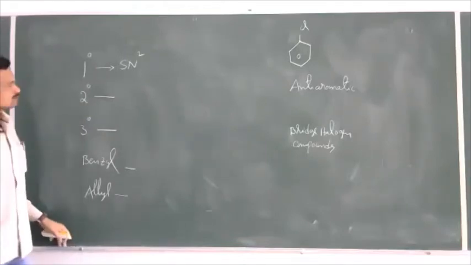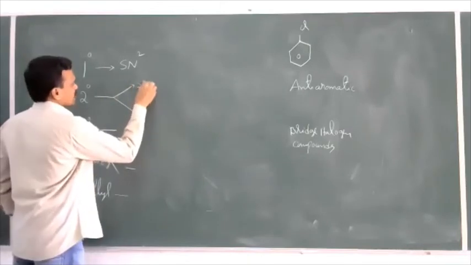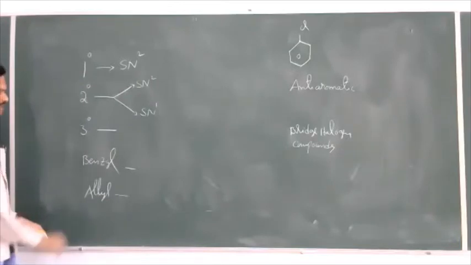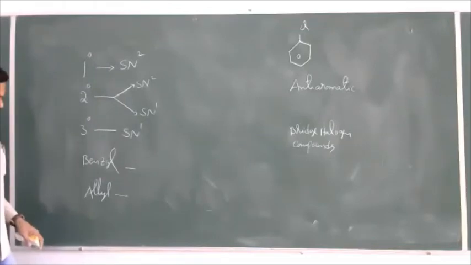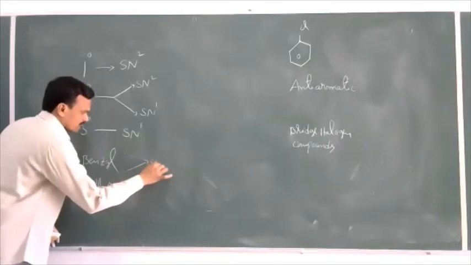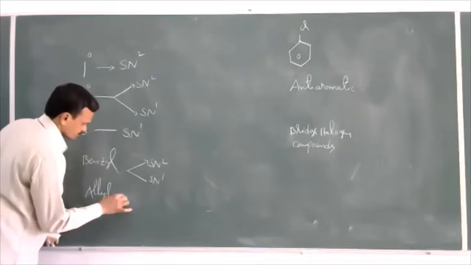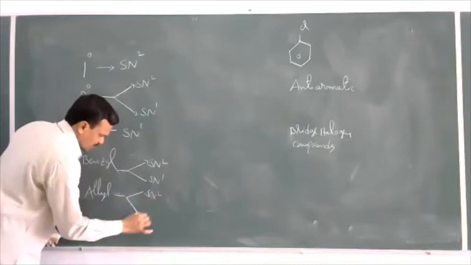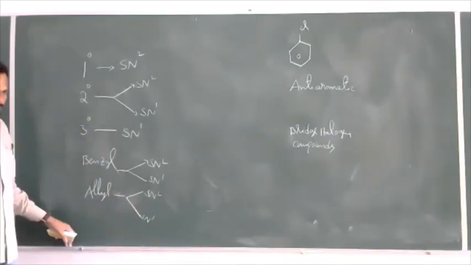Secondary haloalkanes can undergo SN2 as well as SN1. Both they can undergo. Tertiary haloalkanes undergo SN1 only. Benzyl and allyl also undergo SN2 as well as SN1. Whereas this allyl halides also undergo SN2 as well as SN1. Okay.